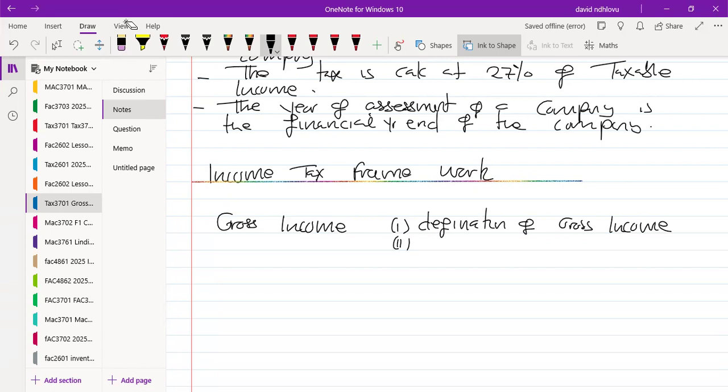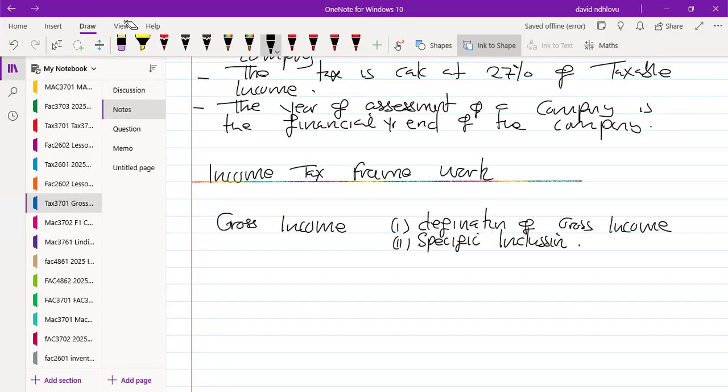There are certain amounts which are received by an entity which may not satisfy the definition of gross income. But in tax legislation, we have got what is called the Income Tax Act. These amounts are specified that even though they don't satisfy the definition of gross income, they must be included. So we call these specific inclusions. These are listed in the Income Tax Act to say even if they don't satisfy the definition, you must still include them.